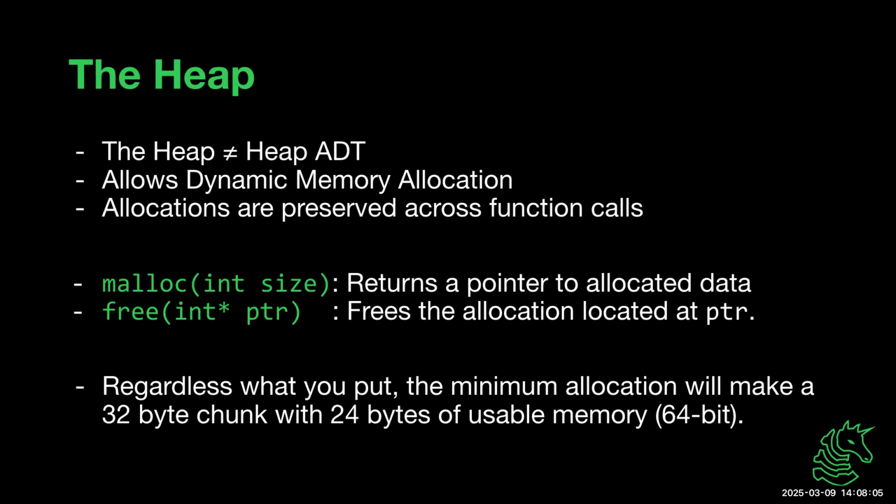So this allows dynamic memory allocation, and the allocations don't get deallocated after the function that allocated them exits. The two core functions associated with the heap are malloc, which allocates data on the heap and returns a pointer to that data, and free, which releases that data. A small detail: regardless of the size you put, there's a minimum size for a chunk on the heap based on alignment and metadata. It's 32 bytes with 24 bytes of usable memory.